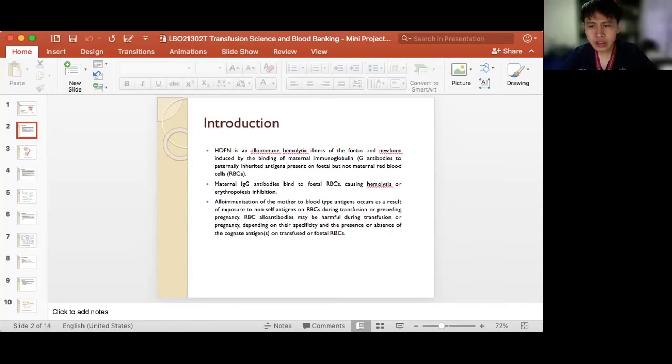Now, alloimmunization of the mother to blood type antigens occurs as a result of exposure to non-self antigens on RBCs during transfusion or preceding pregnancy. RBC alloantibodies may be harmful during transfusion or pregnancy, depending on their specificity and the presence or absence of cognate antigens on transfused or fetal RBCs.